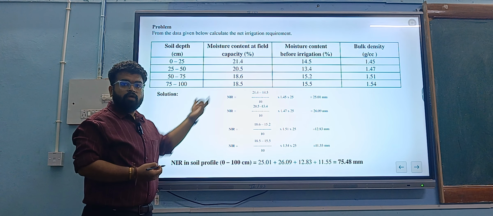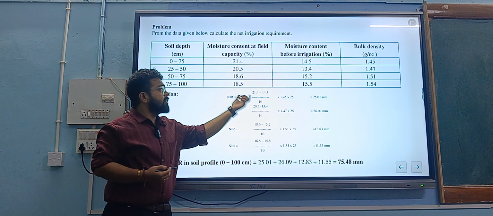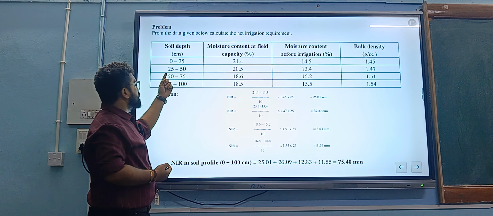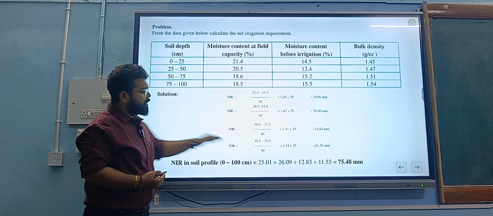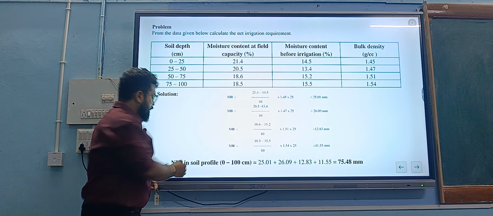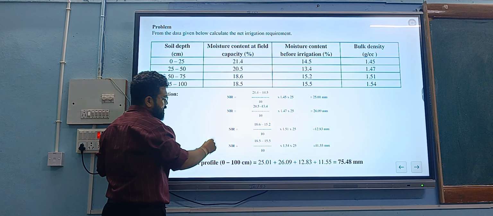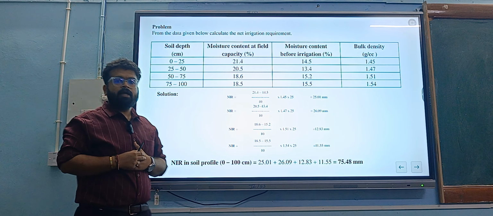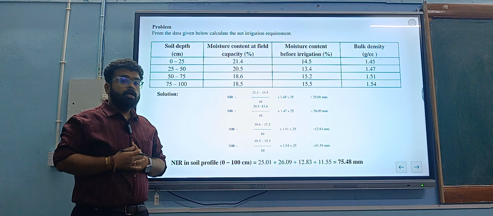So what we have to do? We have to take the summation of individual observations. If you see the moisture content at 25 centimeter depth, it is 25.01. At 25 to 50 centimeter depth, it is 26.01. Similarly, at 75 to 100 centimeter depth, it is 11.55. If you take the soil profile net irrigation requirement for a depth of 100 centimeter, it is a total of 75.048 mm. These are most important questions with respect to the net irrigation requirement for the crop.